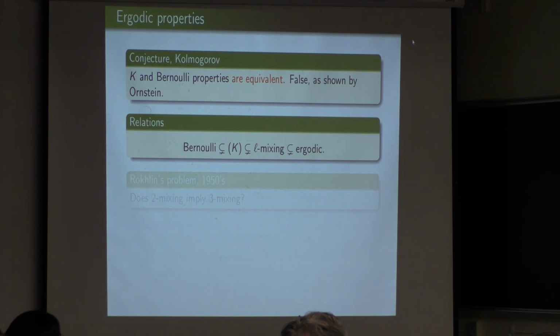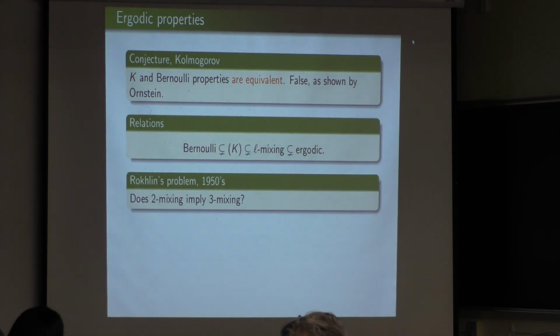One thing I will not say much more about. There is one problem that is central in the theory, not related so much to the talk, but I couldn't resist, the Rokhlin problem. You have this notion of mixing. So, 2-mixing means any 2 sets become independent. 3-mixing means any 3-tuple becomes independent, and this problem is surprisingly simple to state, and there is no answer to it so far.